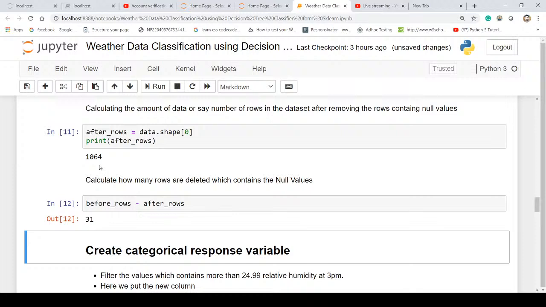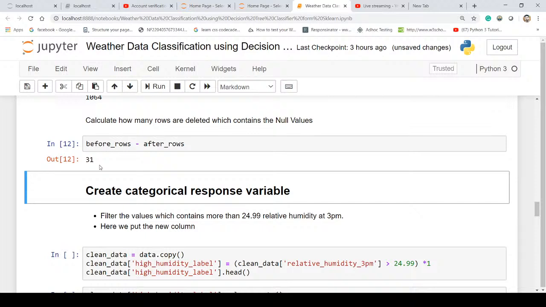All right, and this is just basic feature engineering which we are doing because we are just cleaning our data. But as I told you, in a decision tree you don't have to do much, you don't have to clean a lot of data, because the more specific data you have, the easier it will be to build your model. Now create a categorical response variable.